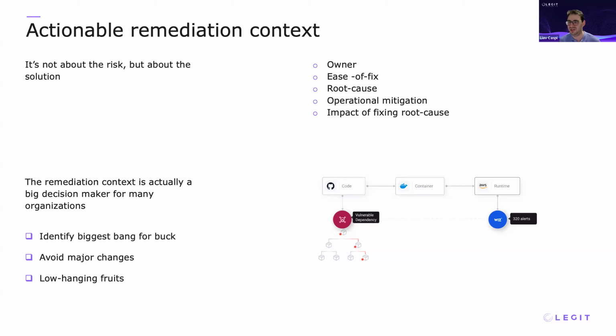320 business critical risks. So from what we see and from conversations that we have, and Justin, I'd love your take on this, it's actually a major decision maker for organizations when they come to make decisions on what they're going to do with vulnerabilities.